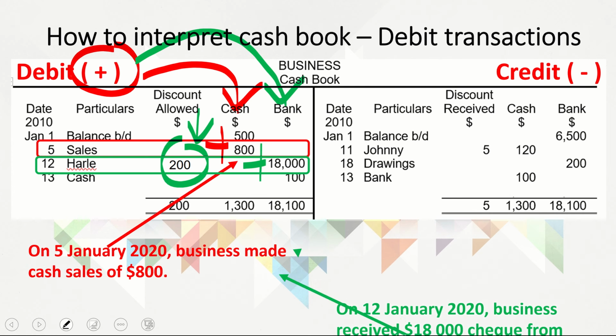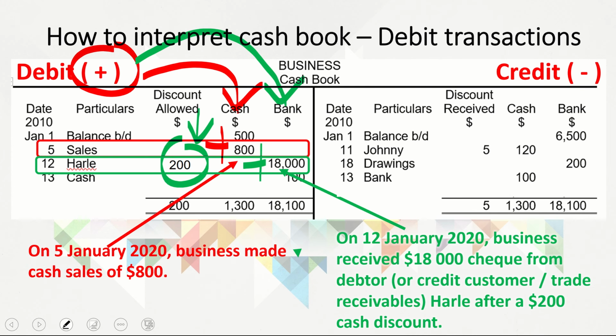So what does this tell you? It tells you that the business received a $18,000 check because it's a cash at bank account. It's from a creditor. You can say credit customer. You also can say trade receivables Harley after a $200 cash discount or $200 discount allowed. That's fine as well. So feel free to pause if you want to think about or read again what you have heard.